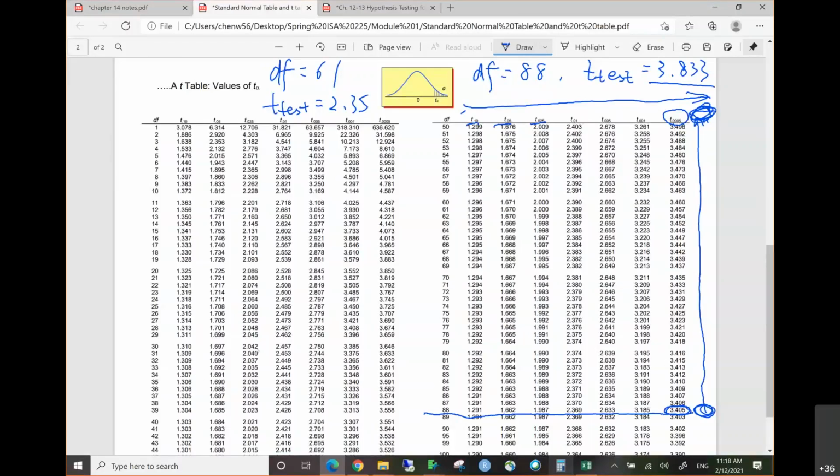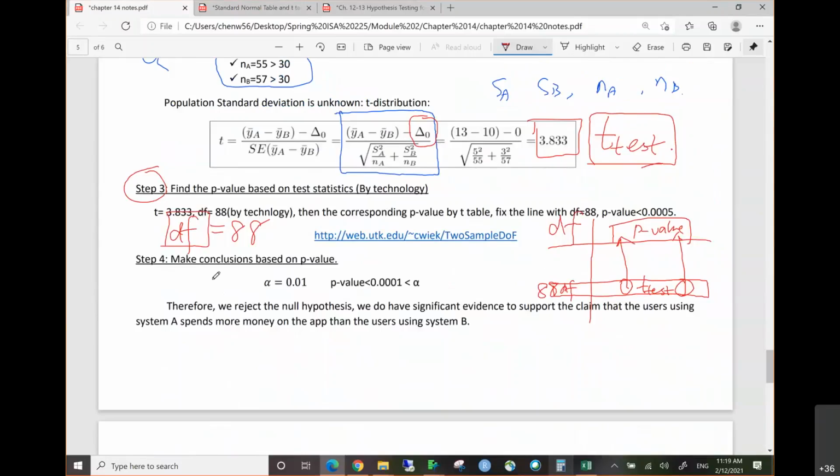Right, so based on the big formula or our Excel, we calculated the degree of freedom as 88. So we just focus on this 88 line and see that our test statistic 3.833 is even larger than 3.405. That means your p-value goes up. Your p-value should be even less than this 0.0005. Right, so now we are done with this step. We got the p-value is less than 0.0005. Then here should be 5.